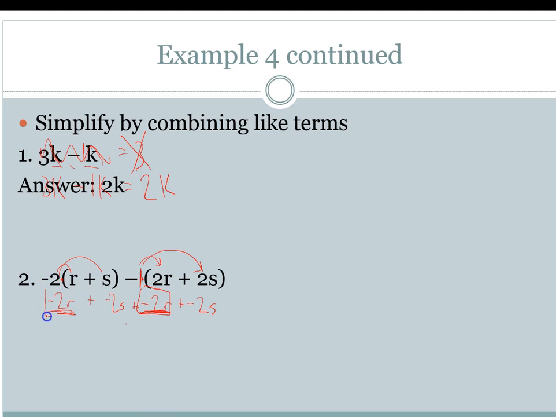So we have -2r and minus 2r. That means you can rewrite them in order like that. And then you have -2s minus 2s. We can rewrite them in that order. And when we combine them that way, it's easy to see it's negative 4r and negative 4s. An alternative answer would just be negative 4r minus 4s. Either one works.